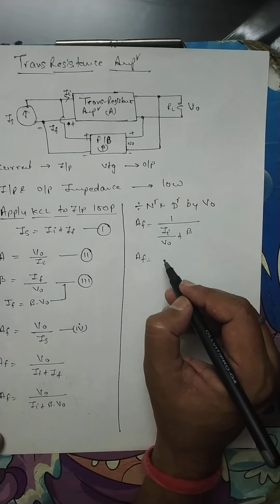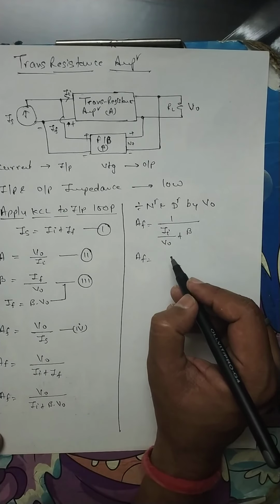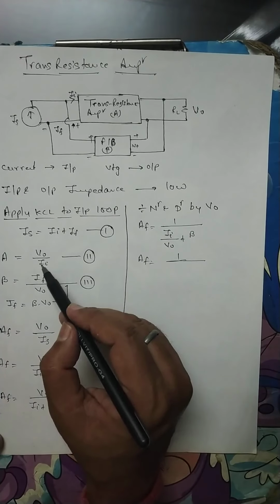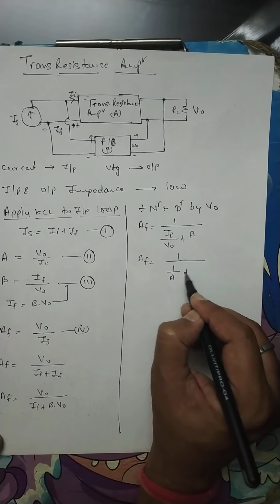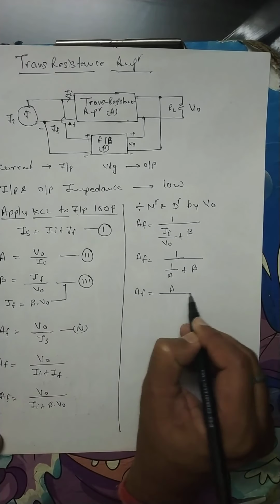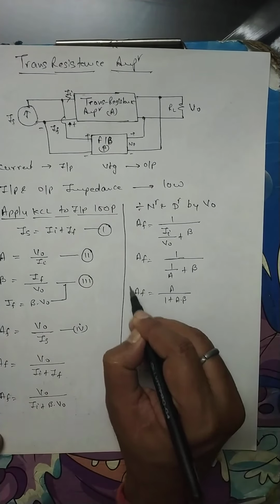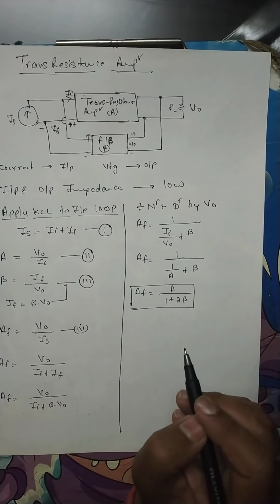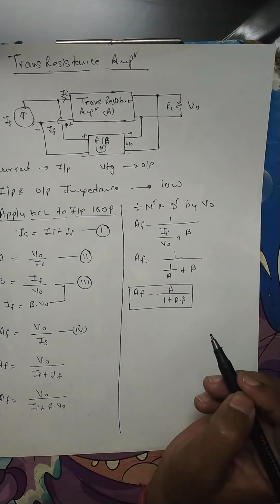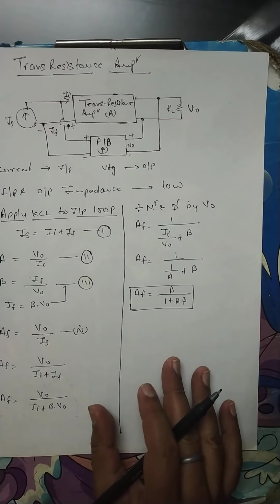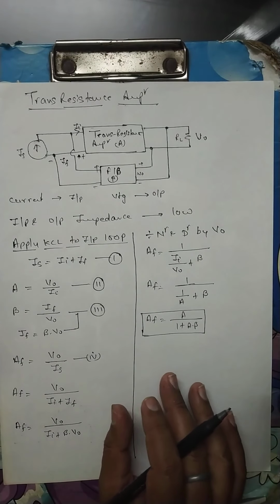There is a mistake over here. It will be equal to 1 upon, II upon V0 is equal to 1 upon A, plus beta. So AF is equal to A upon 1 plus A into beta. So this is all about the transresistance amplifier. Now what we have to calculate? We have to calculate the input and output resistance of the transresistance amplifier.